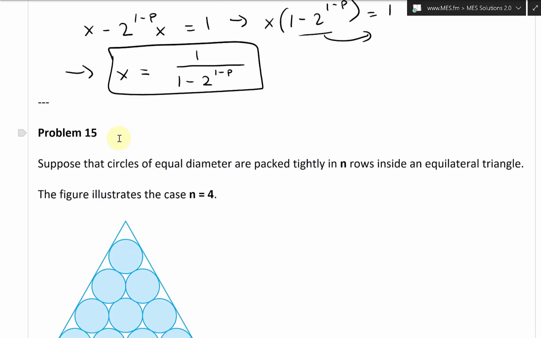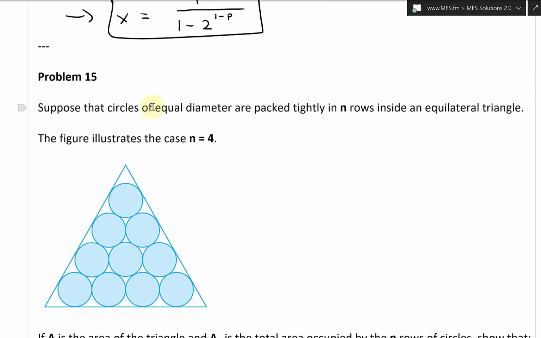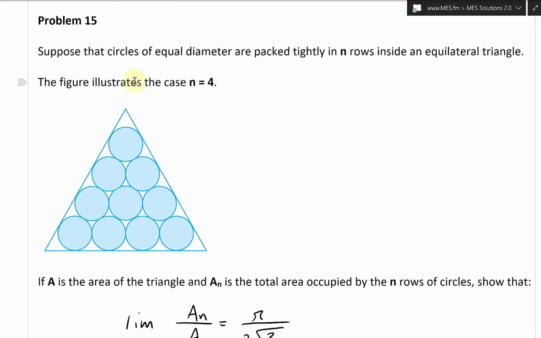All right, so now let's take a look at problem 15. Suppose that circles of equal diameter are packed tightly in n rows inside an equilateral triangle. The figure illustrates the case n equals 4. So there are 4 rows: 1, 2, 3, 4.